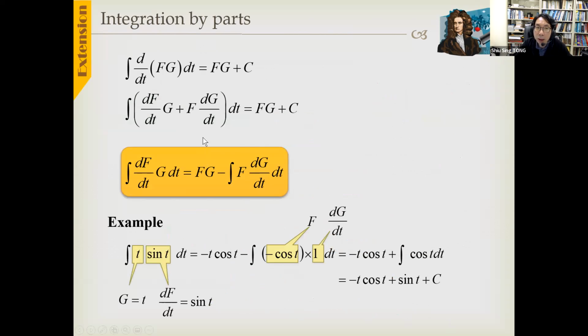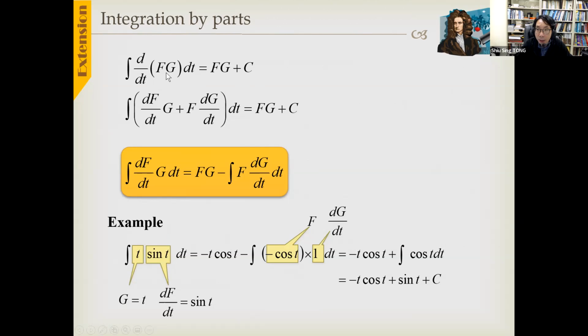Now the last method of integration is called integration by parts. I put this in as an extension, meaning that I will not test you on it in the final exam. That means I will not give you an integral that can only be integrated by integration by parts. So don't worry about it.